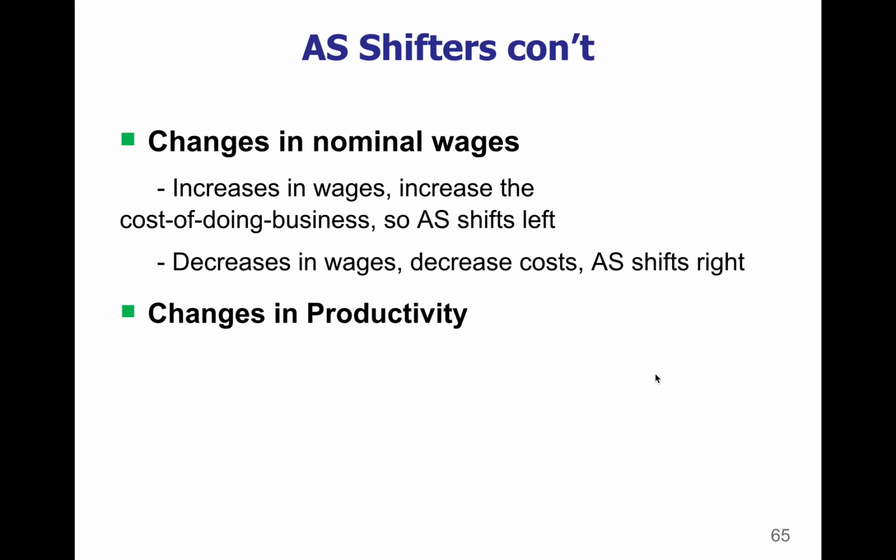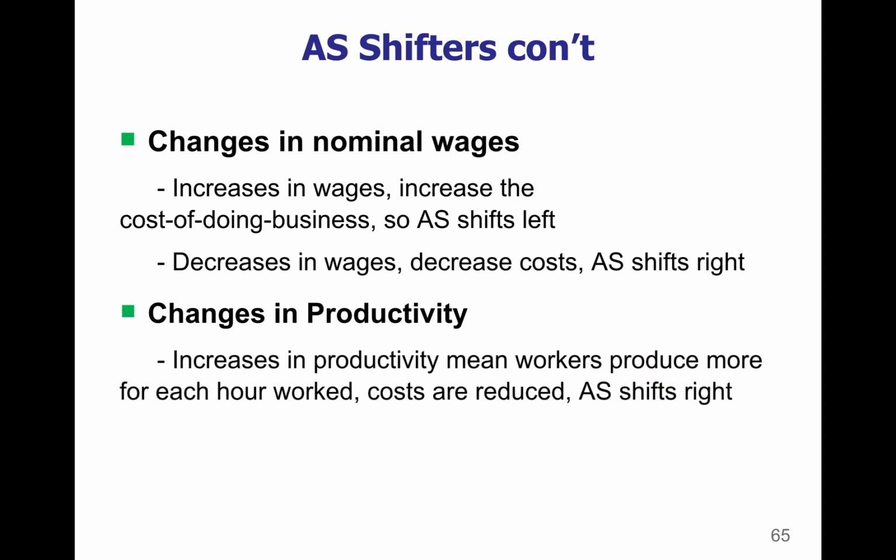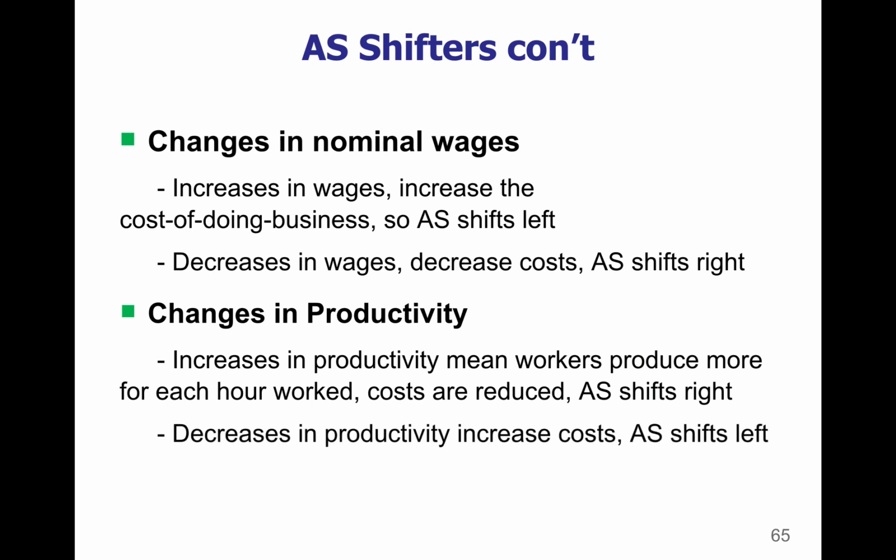Productivity is just how much work or output you can do with the amount of workers or laborers you have currently. So if we're increasing productivity, it means the work per hour is increasing. So that literally means we are increasing the amount of supply we're producing with the same amount of people. That would shift aggregate supply to the right. And conversely, if we decrease productivity, then aggregate supply would shift to the left.